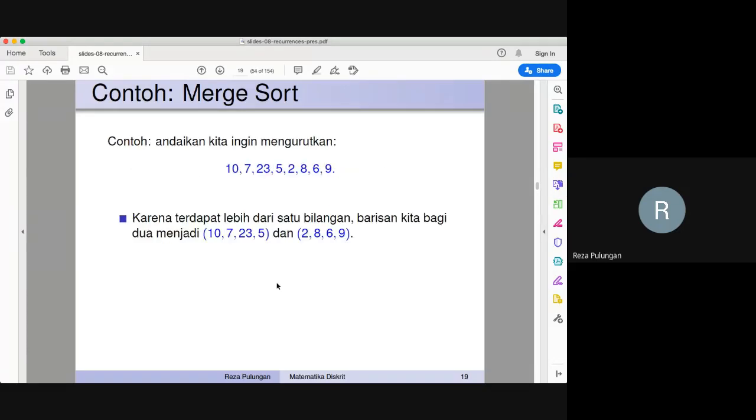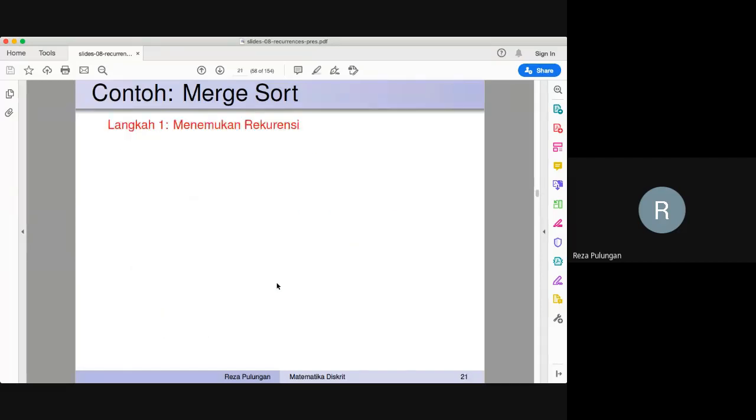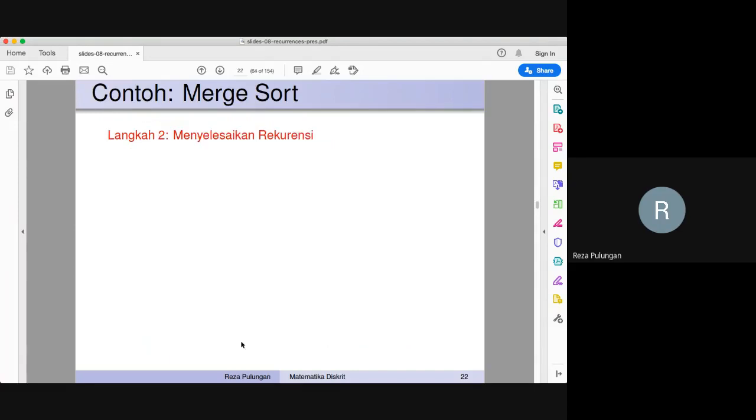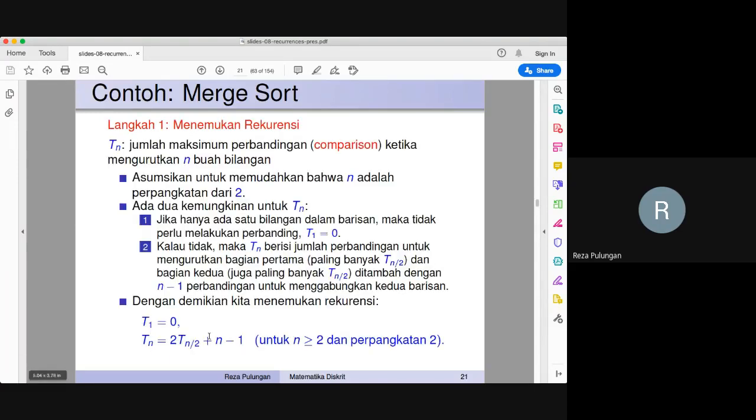The recurrence of merge sort is this: T1 is equal to 0. Tn is equal to 2 T(n divided by 2). Look at this, this is divided by 2. So if the previous one is n, the next one is n divided by 2, plus n minus 1. And we are going to solve this recurrence. Okay? Now, how do we solve this?